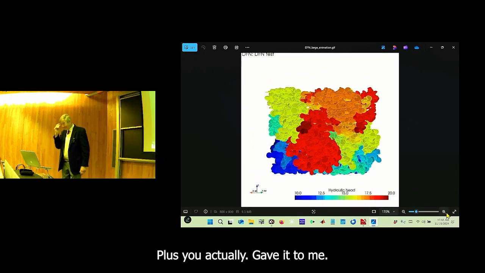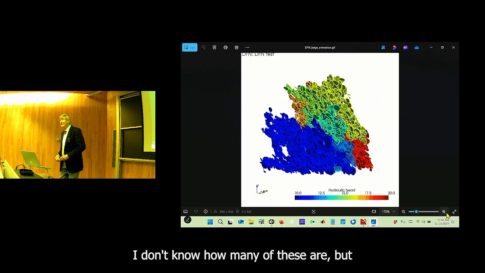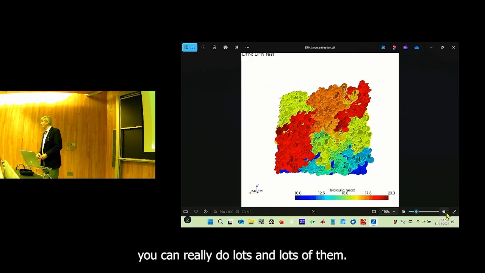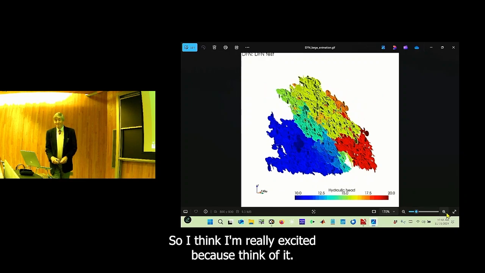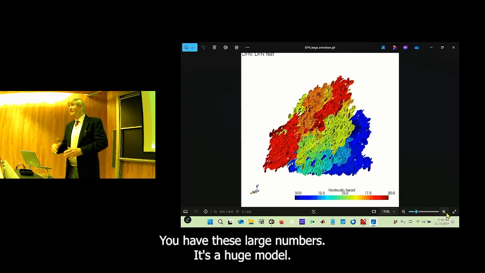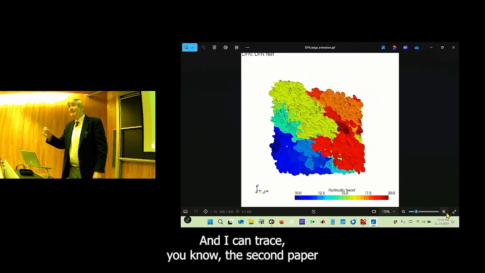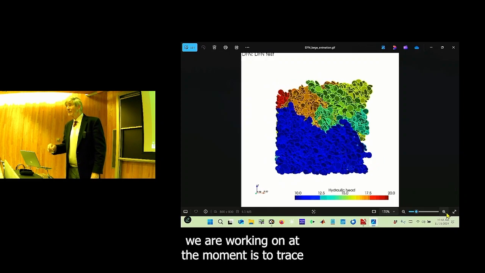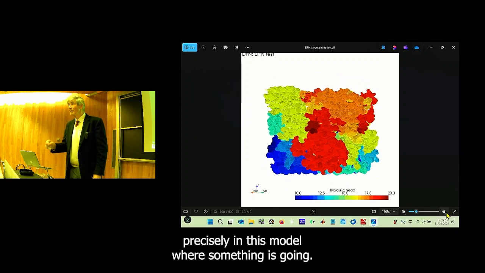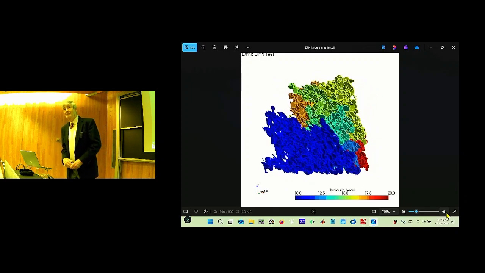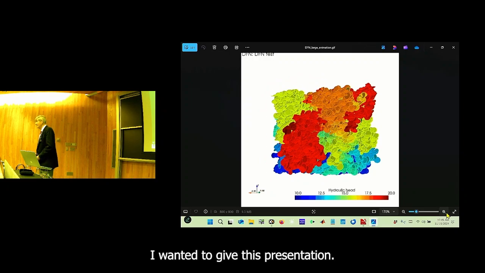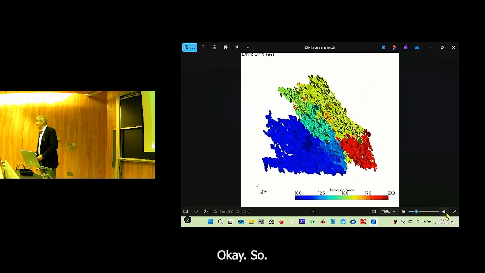The plus should actually give it away. But you see, I don't know how many these are, but you can really do lots and lots of those. So I think I'm really excited because think of it, you have these large numbers, it's a huge model, and I can trace. The second paper we are working on at the moment is to trace precisely in this model where something is going. So I'm really excited, which is why I wanted to give this presentation. Okay, so.